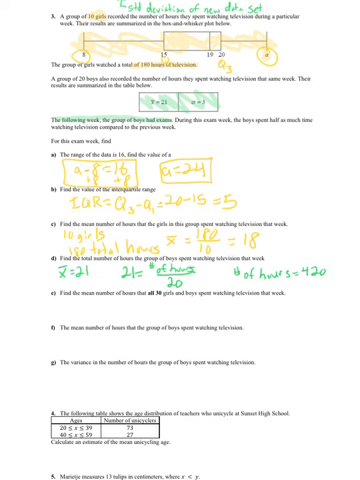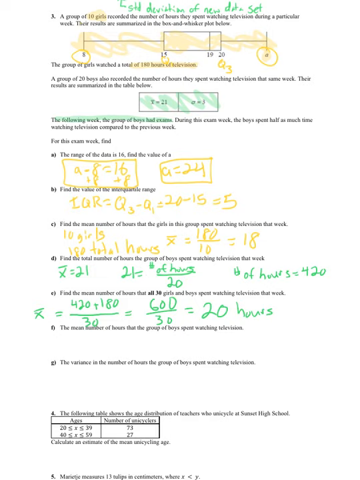The next one, find the mean number of hours that all 30 girls and boys spent watching television that week. So we know the boys spent 420, the girls spent 180, and then we divide by 30, and that's going to give us the new mean. I think it came out to 600 over 30, so it comes out to 20 hours. Can you slow down for a sec? Slow down, sorry, yes. Going way too fast on you guys. I apologize. But yeah, that's the idea.